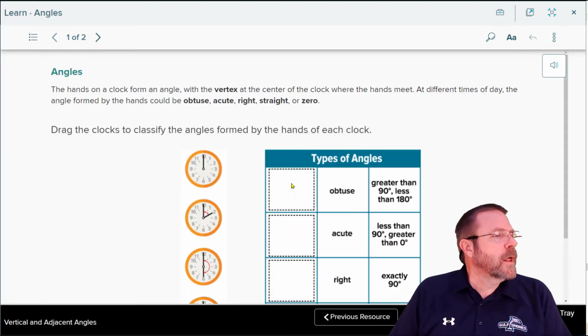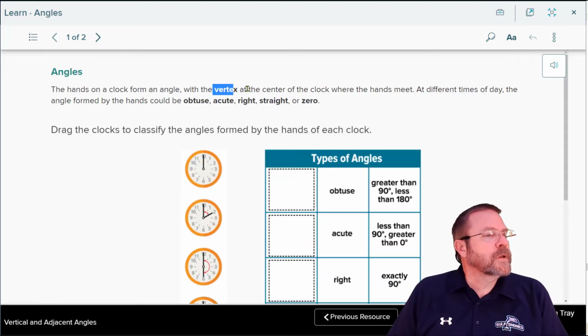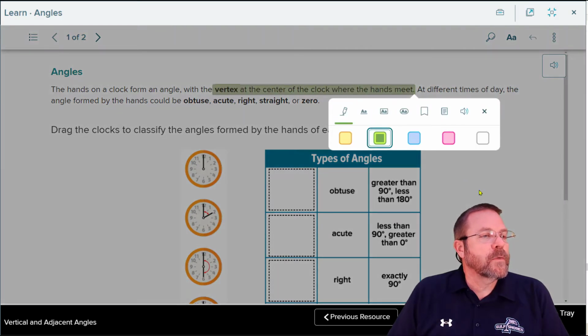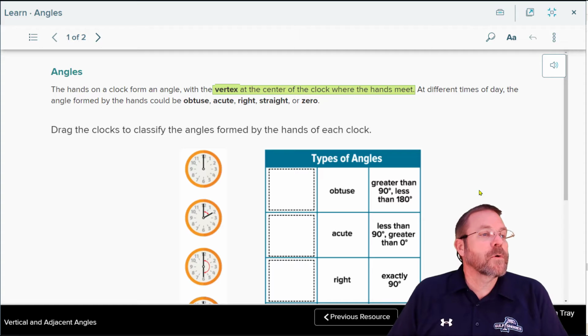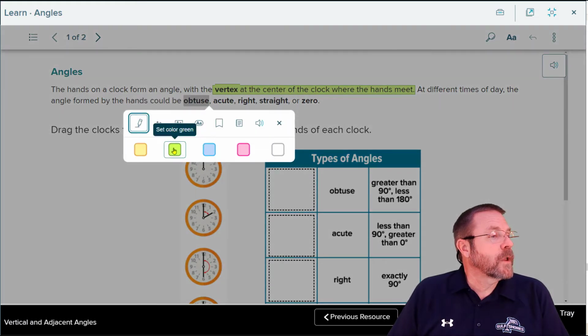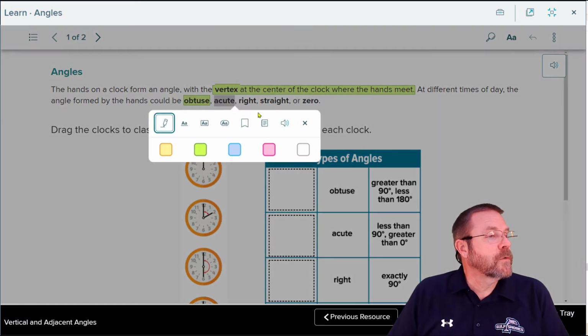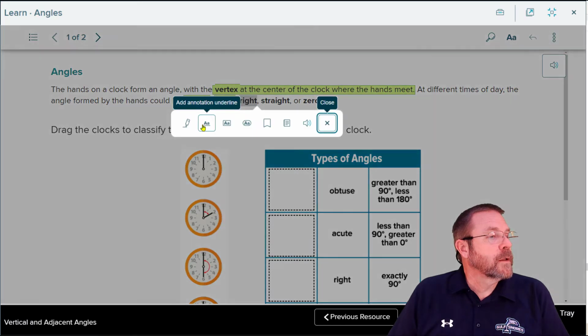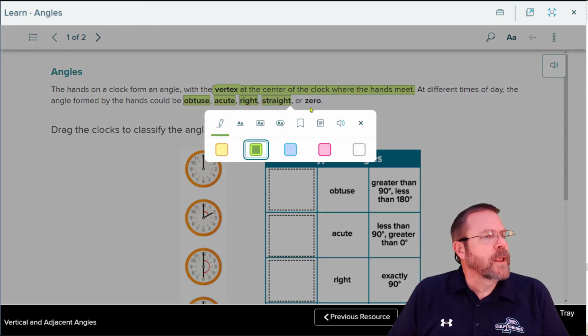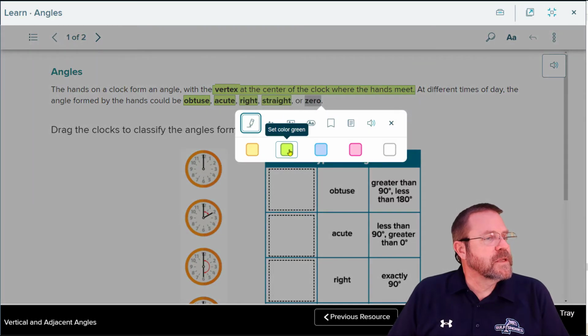The hands on a clock form an angle. The vertex is the point at the center of the clock where the hands meet. That's a vocab word. At different times of the day, the angles formed could be obtuse, vocab word, acute, vocab word, right, vocab word, straight, vocab word, and here's a new one for me, the zero angle.